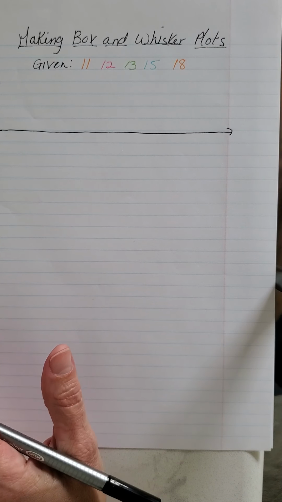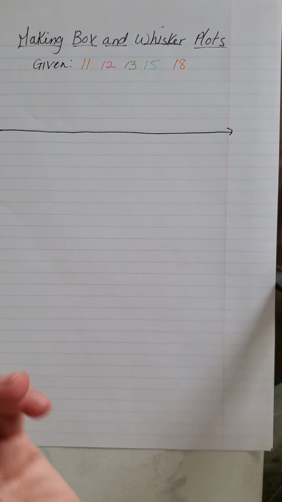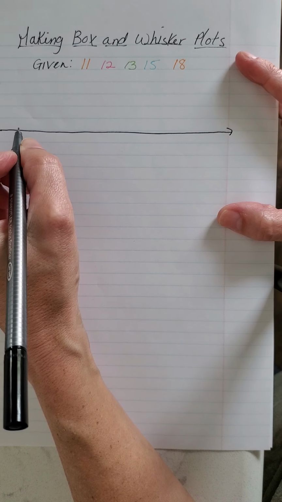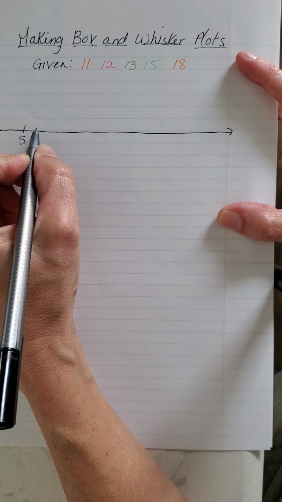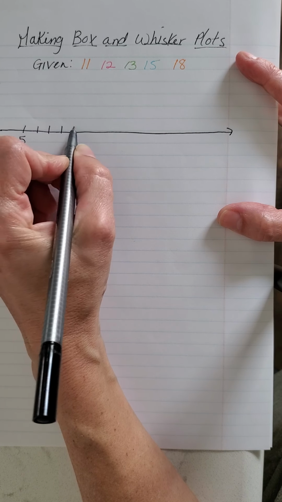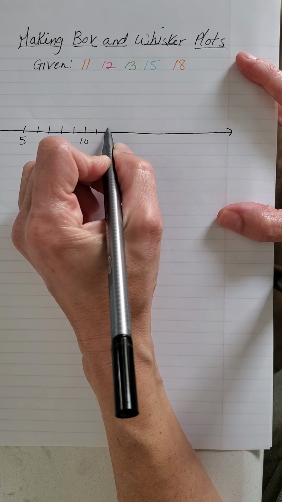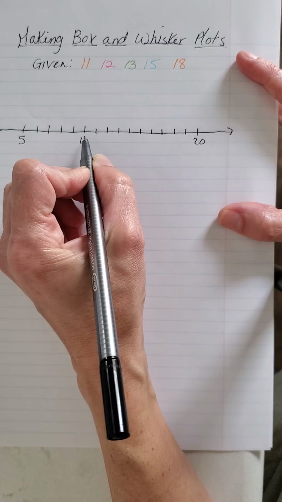And so we just need to go a little bit less than 11 and a little bit more than 18. So we don't have to go from 1 to 20. We can actually go from, say, 10 to 20, or from 5 to 20 or something like that. I'm going to start at 5, and then I'm going to make a bunch of dashes until I get to 20. 6, 7, 8, 9, 10, 11, 12, 13, 14, 15, 16, 17, 18, 19, 20.